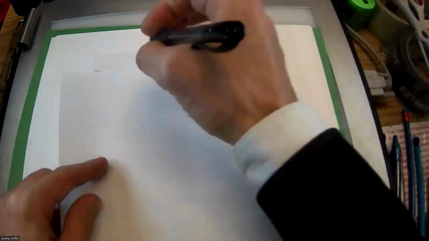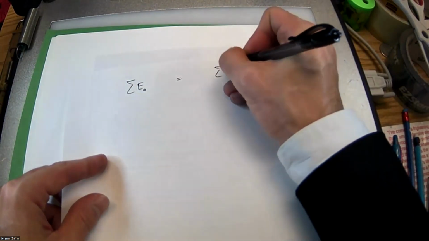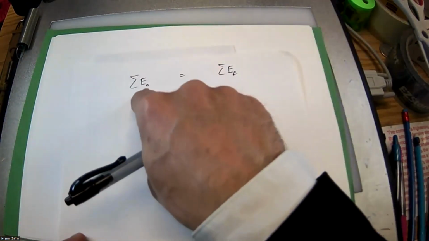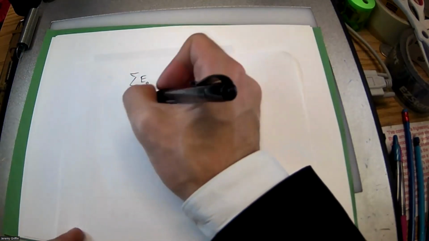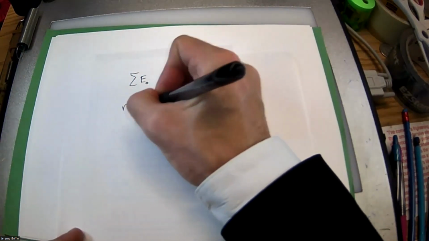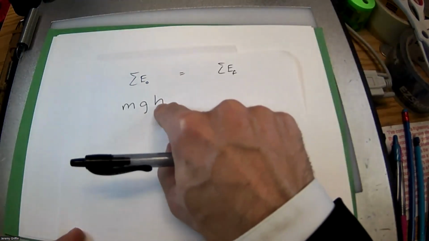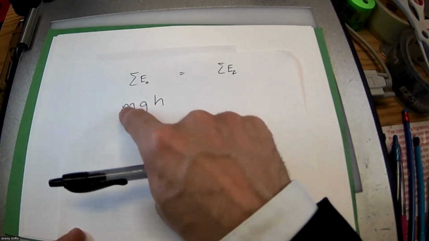Okay. So first part, this is part 1. Sum of energy initial equals sum of energy final. Do you guys remember the formula for potential energy? MGH. You guys remember MGH? Right. There's the height of the hill, here's the gravity field of the planet, here's the mass of the car.